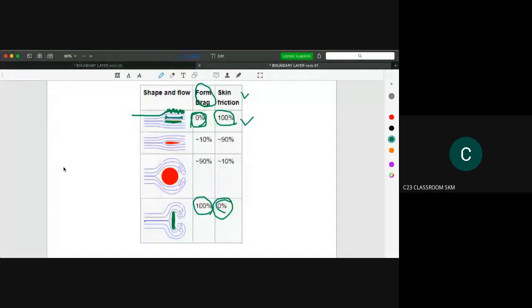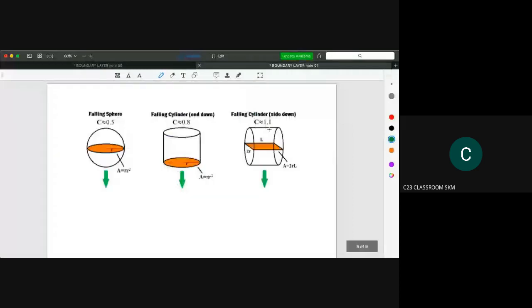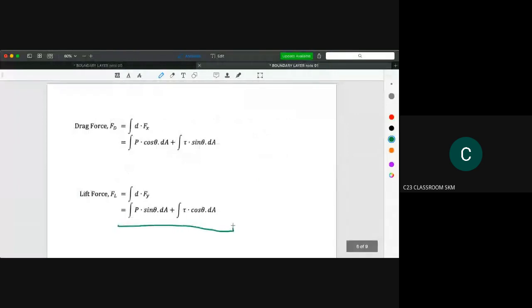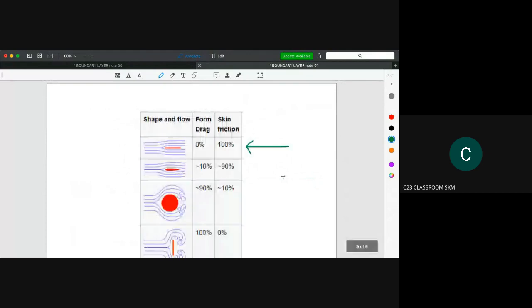But because it is very thin, the form drag is 0%. In our syllabus, we will focus on this situation first, because our aim is to calculate the value of shear stress. Please remember, as I said, according to this equation the only unknown parameter is the value of shear stress. And shear stress occurs because of the no slip condition on the surface of this object. That's why in this syllabus, in this topic, we are focusing on this situation.